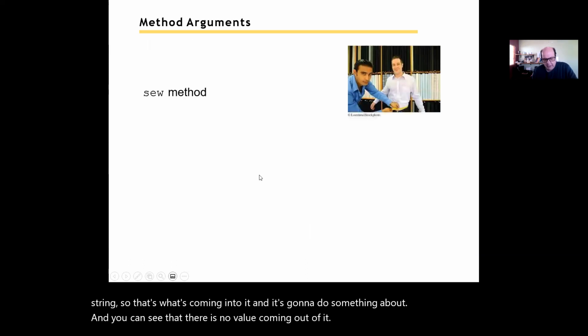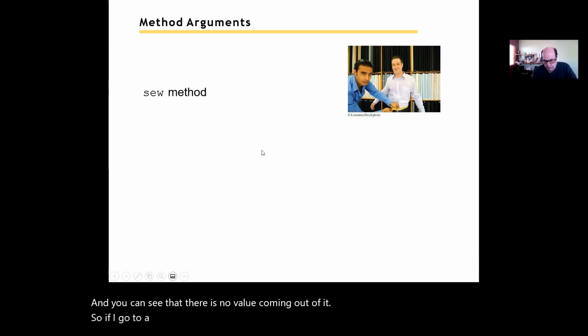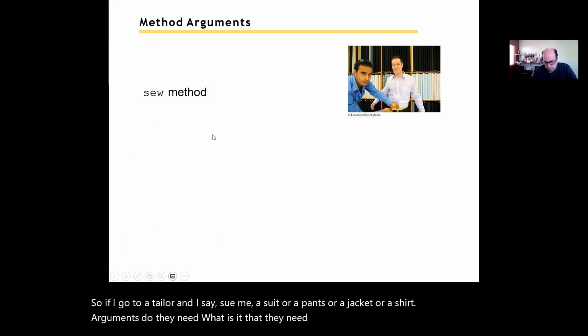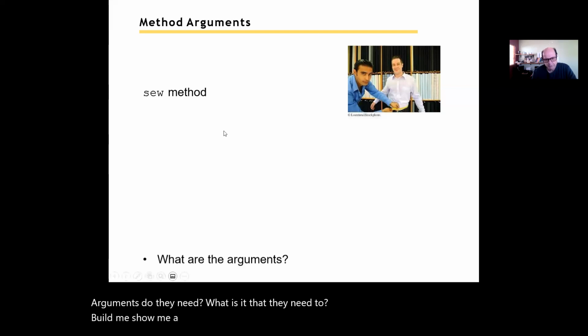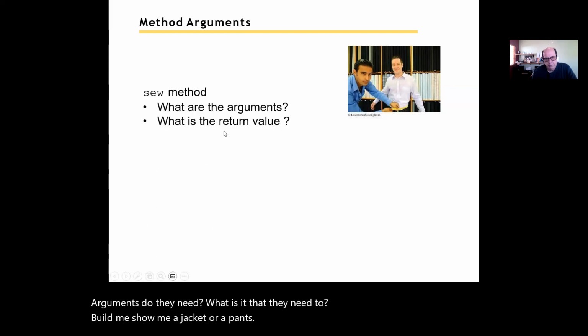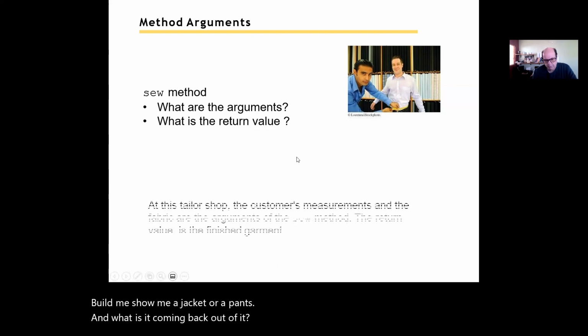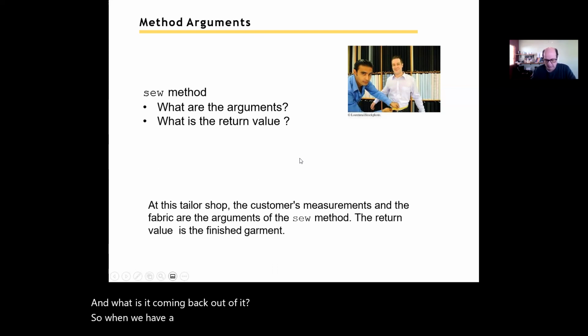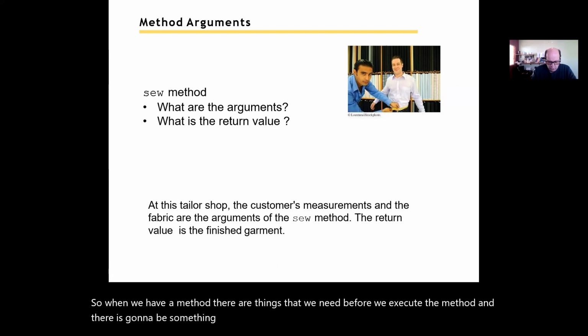So if I go to a tailor and I say, sew me a suit or a pants or a jacket or a shirt, what arguments do they need? What is it that they need to build me, sew me a jacket or a pants? And what is coming back out of it? So when we have a method, there are things that we need before we execute the method, and there is going to be something that that method is going to do for us.